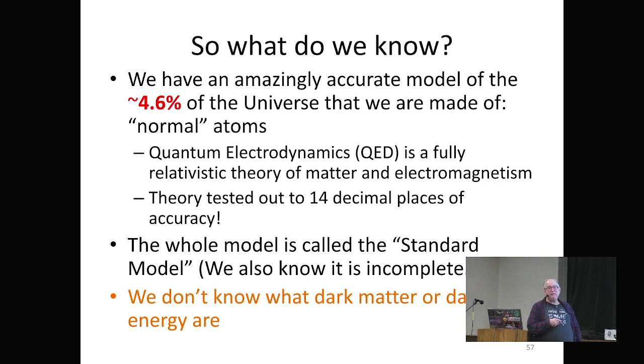Okay, the stuff that we're made of, the stuff that's cold enough to have complex chemistry, that's us. And quantum electrodynamics, QED, a fully relativistic theory of matter and electromagnetism that has been tested to 14 decimal places of accuracy, works incredibly well. And the whole model is called the standard model, but we also know the standard model is incomplete because it doesn't incorporate gravity. We don't know what dark matter is or if dark energy is.